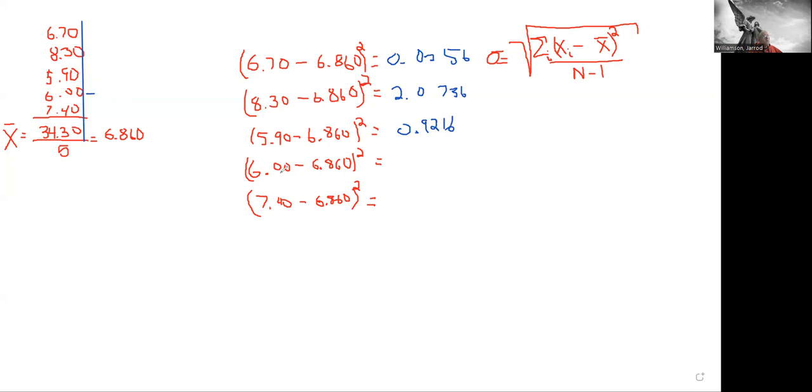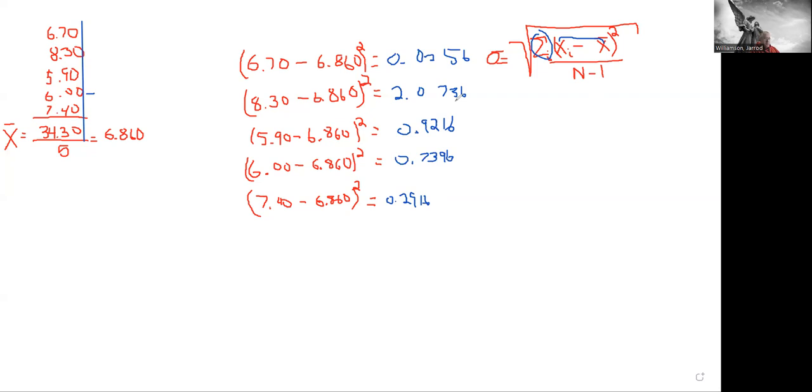6.00, that's this measurement, minus this, and then you square it, is 0.7396. This one's 7.4 minus 6.860 is going to be 0.2916. There, I've done all the x minus x bar squared. Now I have to sum them up, add them up. So I get my calculator.